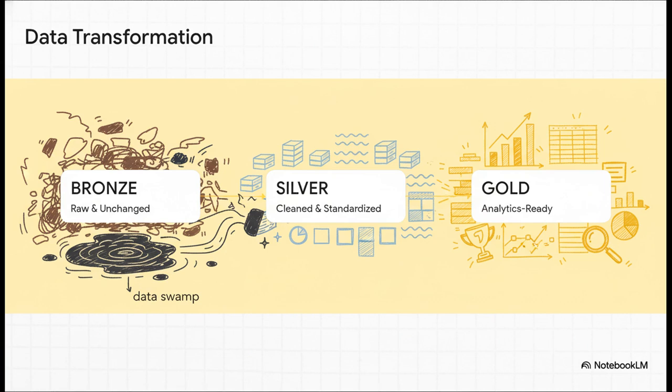So, here it is, the whole flow, nice and simple. It's a totally logical progression, right? From raw and unchanged in bronze to cleaned and standardized in silver, and finally to analytics ready in gold. This simple three-step process is what's going to keep you out of that data swamp.